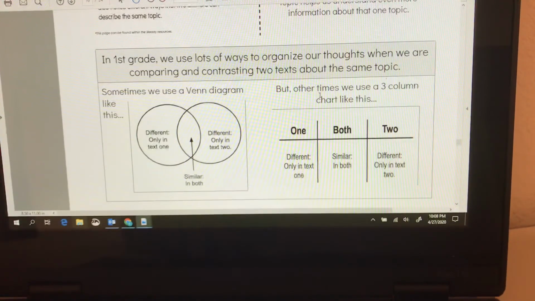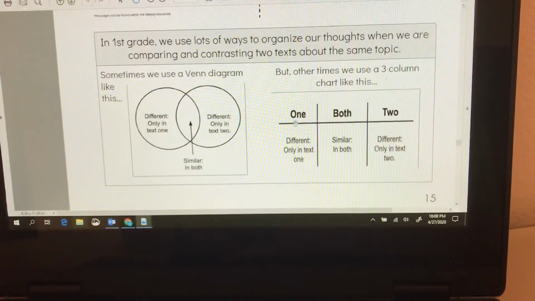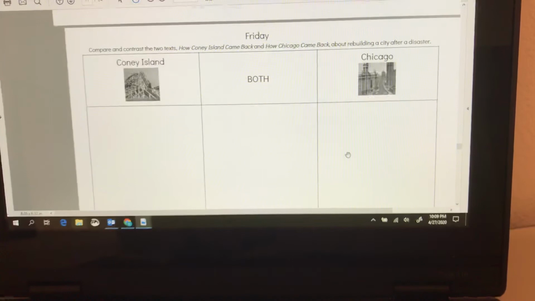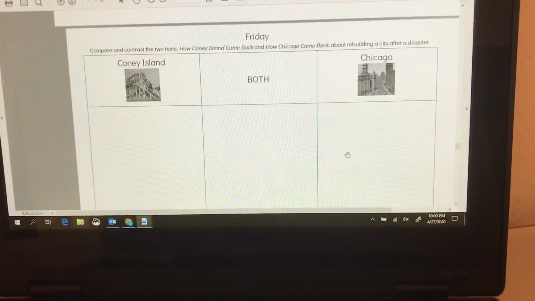Or at other times, we use a 3-column chart like this. The first column says 1, so what you read in the first text. So this is what you read about in Coney Island. 2 would be what you read about in the Chicago text. And in the middle, you would tell what you learned about in both of them that was similar. So today, you can use a 3-column chart, or if you want, you can even draw circles over this to make a Venn diagram out of it.